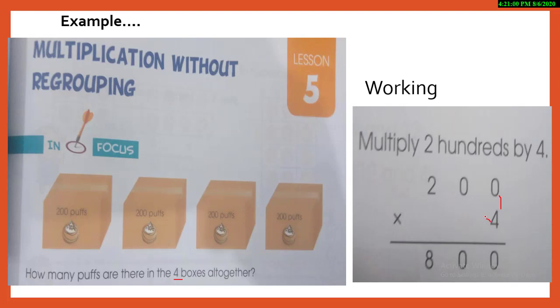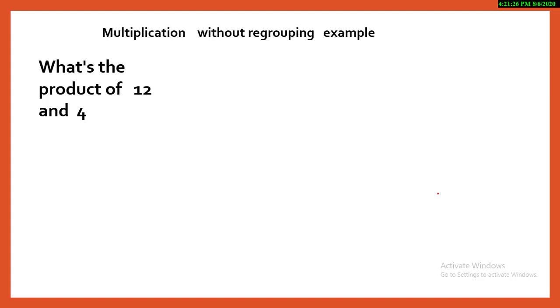Now multiply the 4 with the second digit. 4 zeros are 0, again 0 is here. And now you are going to multiply 4 with the third digit, that is, 4 twos are 8. So it will come over here and your answer is 800. See, you are just going to multiply the same number of the table one by one with the digits which are written on the top. Let's do more examples.